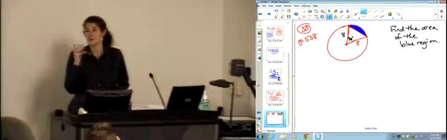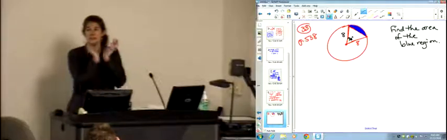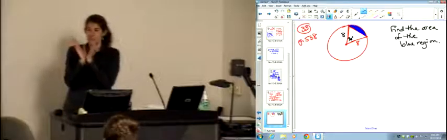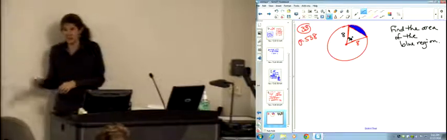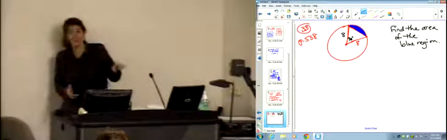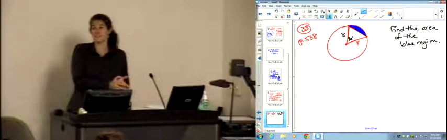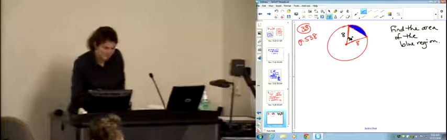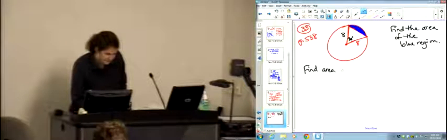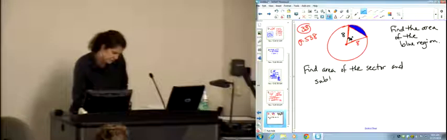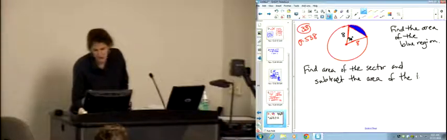Okay, go ahead. She says find the area of the whole segment and then subtract the area of the triangle. Okay, so this piece here, like if you're cutting a piece of pie out of the circle, that's called the sector. So we can find the area of the sector. I think that's what you're both saying. Find the area of the sector of the circle and then take the area of the triangle out of the sector, right? That's what we want to do. So find the area of the sector and subtract the area of the triangle.